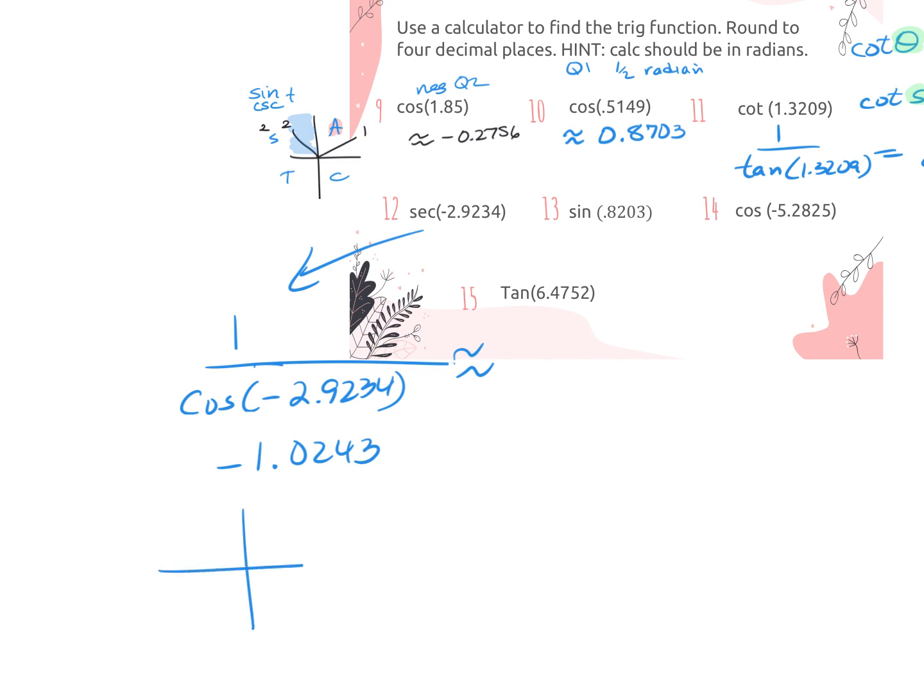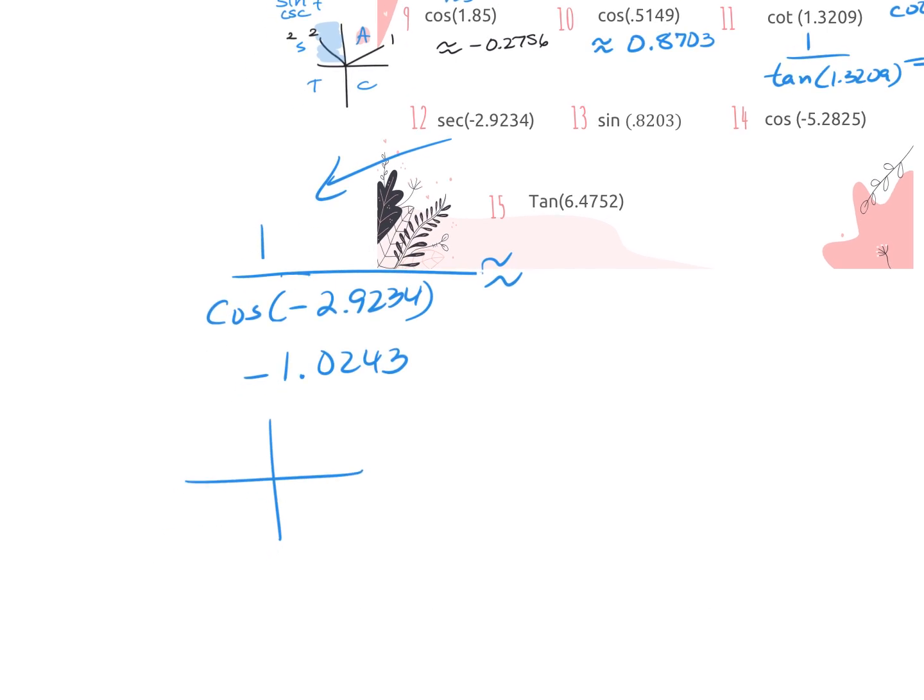So if I were to graph negative 2.9 radians, negative 1 radian would be here. Negative 2 radians would be here. Negative 3 radians just before that axis. So negative 2.9 radians is located in quadrant 3. And in quadrant 3, tangent and cotangent are the only positive answers. So doing a negative angle for secant should produce a negative answer when it's in quadrant 3.